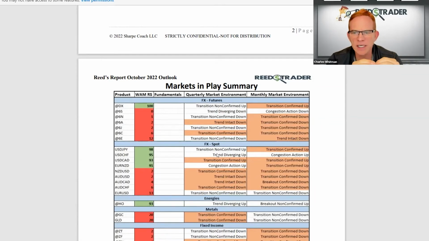But one of the things I want you to see is that when we see orange, it means that these are markets that are in strong trends or strong breakouts or strong transitions within that time frame. So we have the quarterly and the monthly time frames. When we look into FX, we see a lot of them have really strong monthly transitions or trends. Pretty much all of them do. Some of them are confirmed, some of them are non-confirmed.